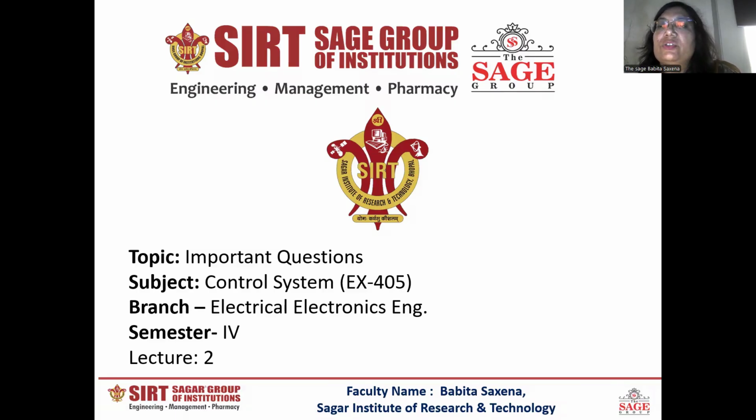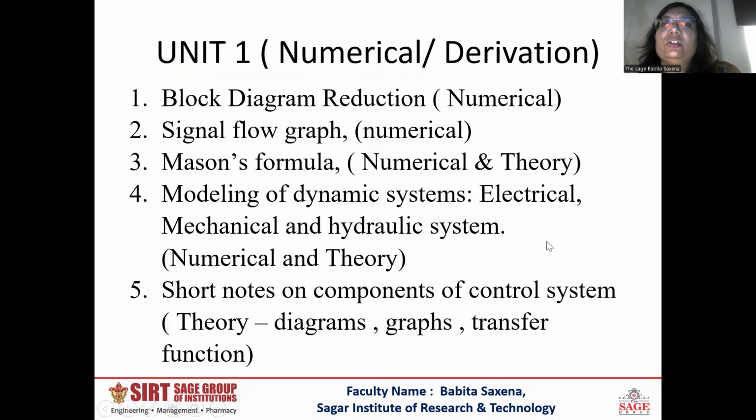So first of all, I would tell you about unit 1. Unit 1 is 50% numerical and 50% derivation. So block diagram is numerical, signal flow is numerical, Mason's gain formula is numerical and theory both, modeling of dynamic system is numerical and theory both. Short note, only the theory part is the short note on the components of control system.